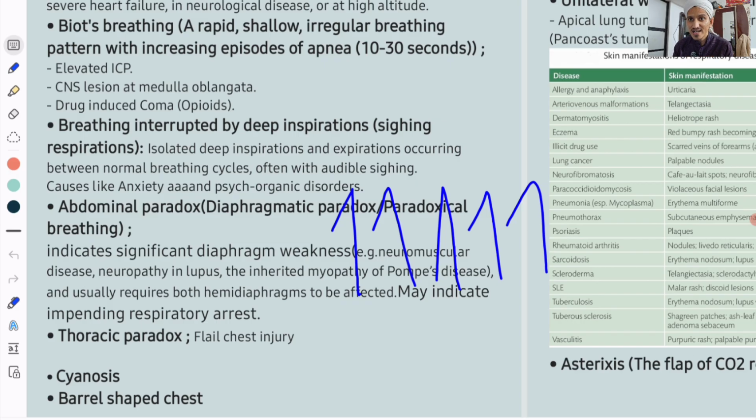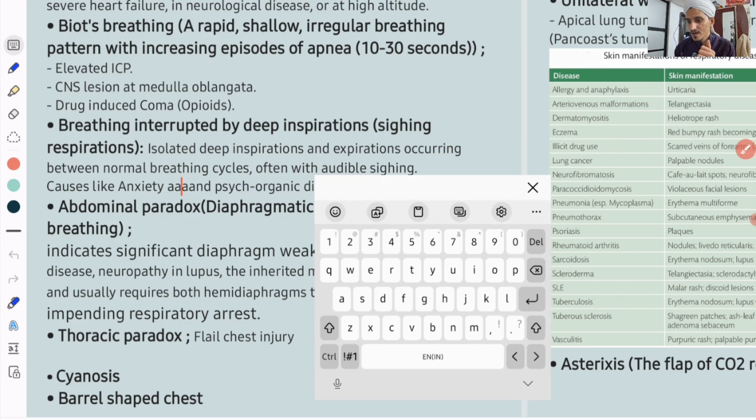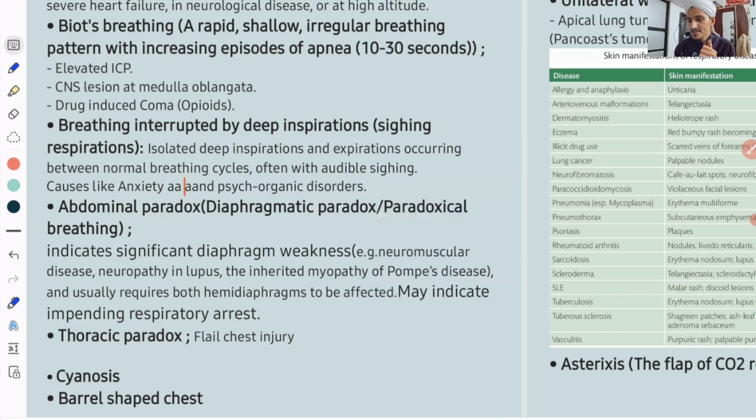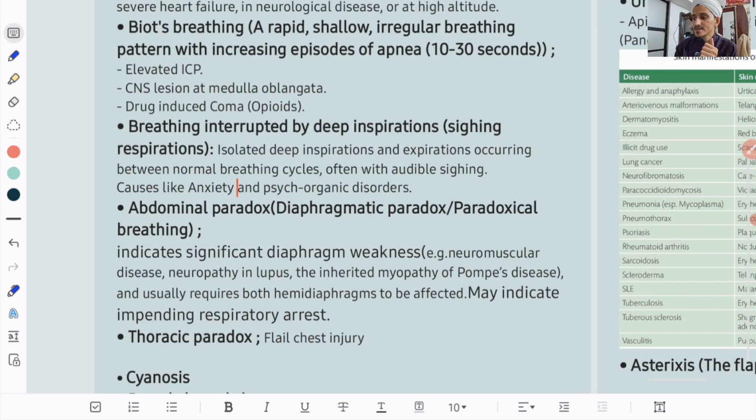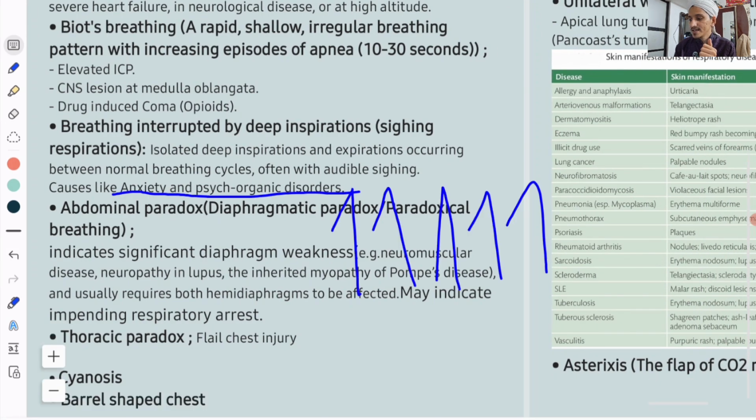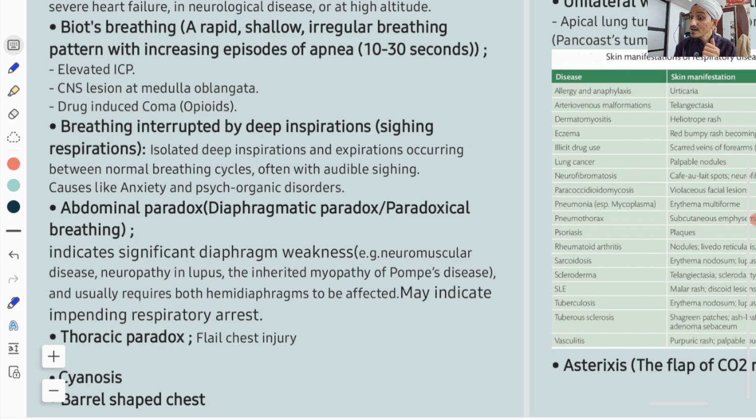The patient will be a young female lady. So that type of respiration you will see in anxiety and psychoorganic disorders. Okay, so isolated deep inspirations or isolated deep expirations occur between normal breathing cycles, often with audible sighing. So that is nothing but anxiety, some stress.